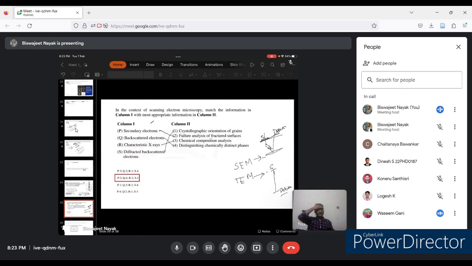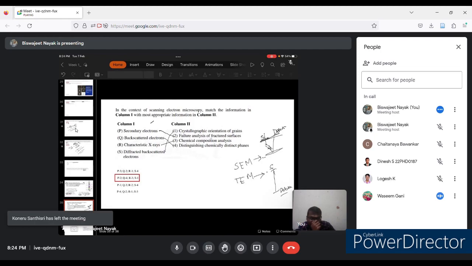See, actually we are using fractography to analyze the fractured surfaces of any material, to detect the cracks or the grain structure. So that defines the actual fractured surface. Okay, so where are these secondary electrons being used?